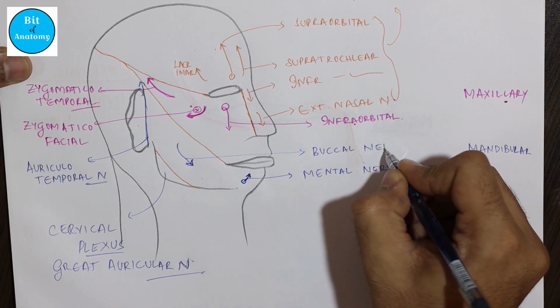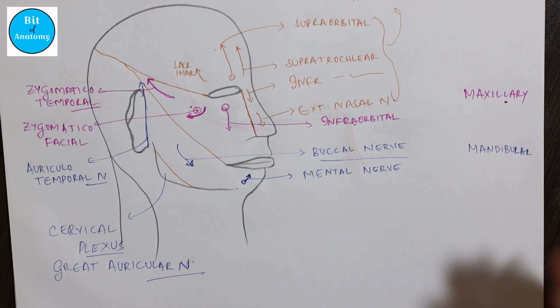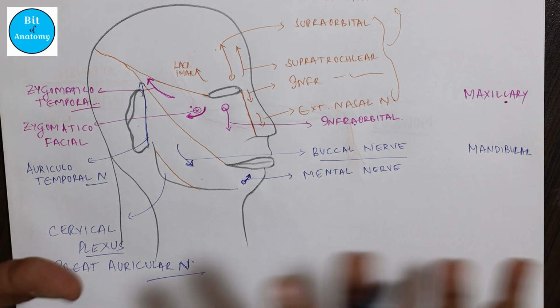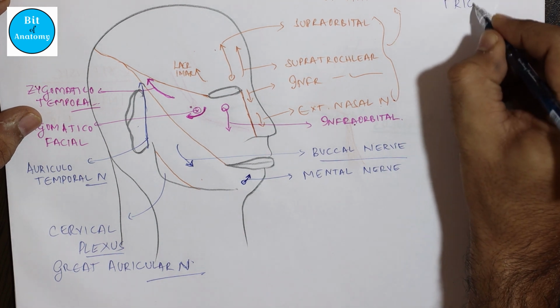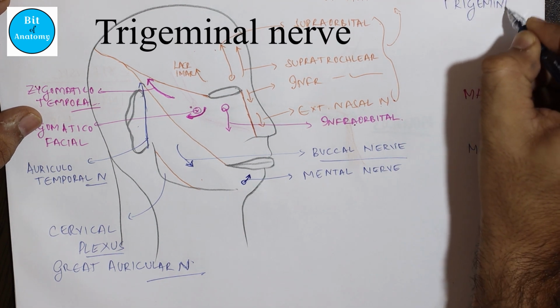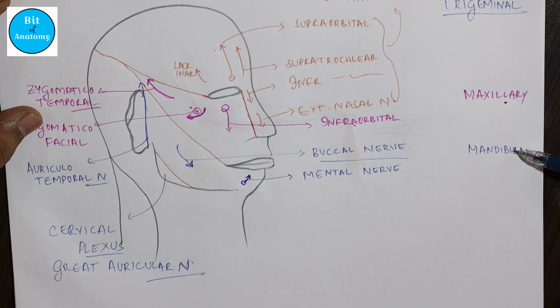Remember, this buccal nerve is different from the buccal branch of the facial nerve. So it is motor in nature, and this is sensory in nature. So these are the various sensory nerves. Mainly all of them are coming from the trigeminal nerve, which divides into ophthalmic, maxillary, and mandibular divisions.